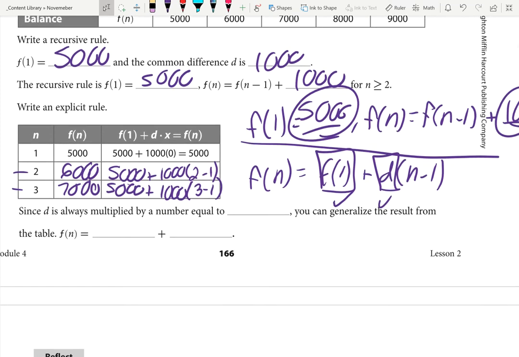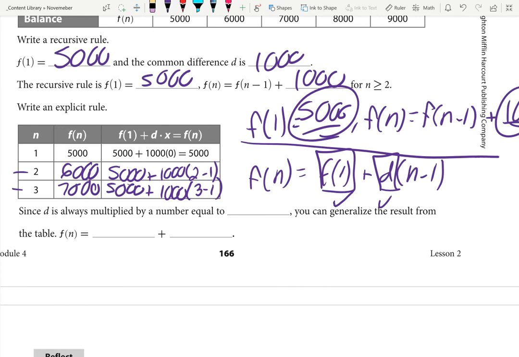So d is always multiplied by a number equal to... generalize the results from trying to think of what d is always multiplied to. It's multiplied to n minus 1, which is always just the same thing as n, but 1 less than it.